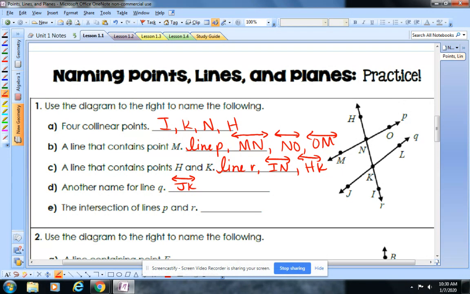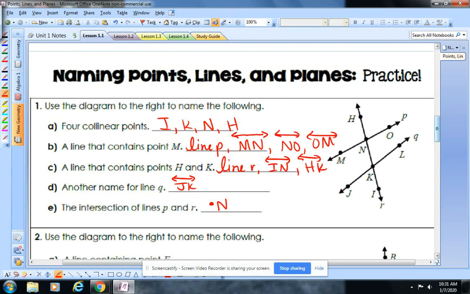There's only one answer to the next one. The intersection of lines P and R. Two lines intersect at a what? At a point. So where's the point where line P and R intersect? Point N. So do your little dot, capital N. Okay? Got it? Questions? All right.